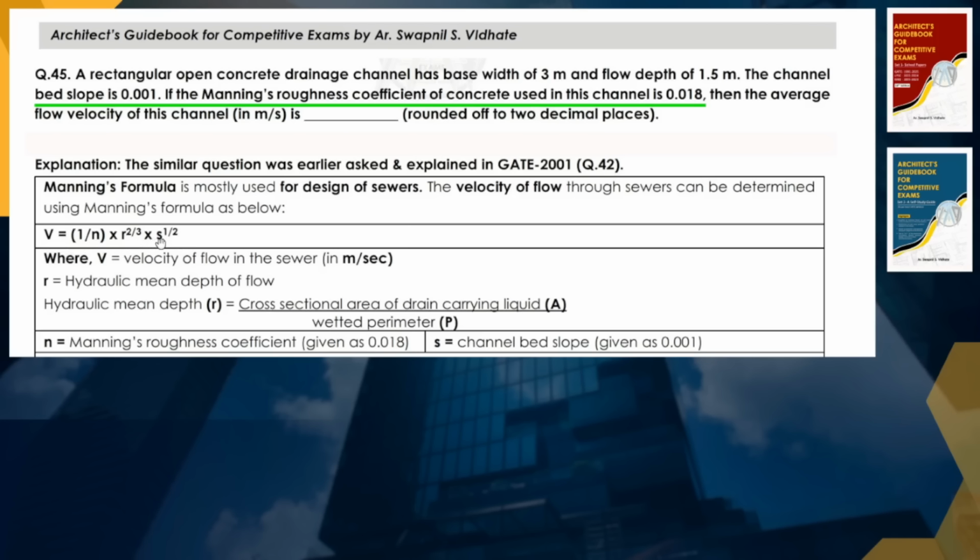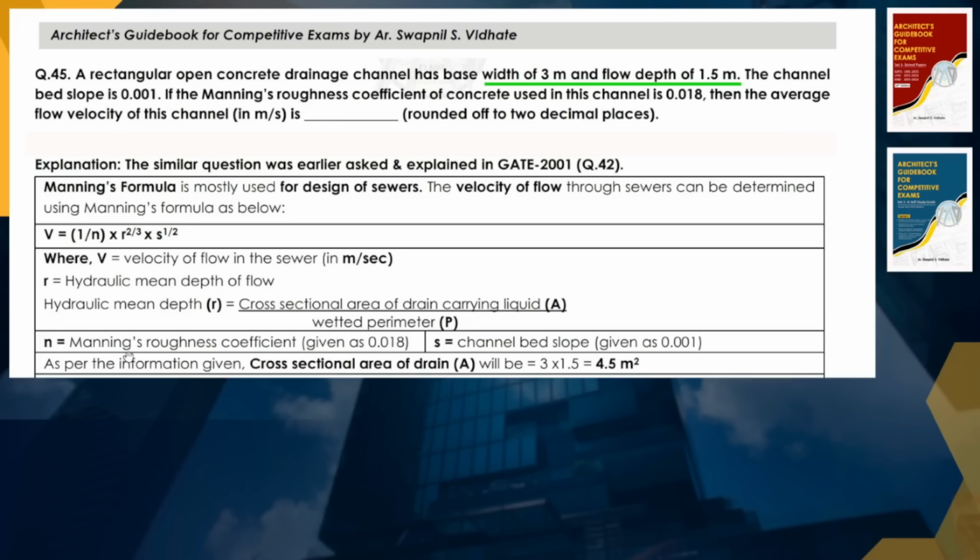What is n, what is R, and what is S? R is the hydraulic mean depth of flow, right? R is the hydraulic mean depth, which is calculated by cross-sectional area of drain carrying liquid divided by the wetted perimeter. So this is again the formula to find out the R, that is the hydraulic mean depth. And what is N? N is the Manning's coefficient, which is mentioned as 0.018, and then S is the channel bed slope, which is again for this the value has been provided as 0.001 in the question.